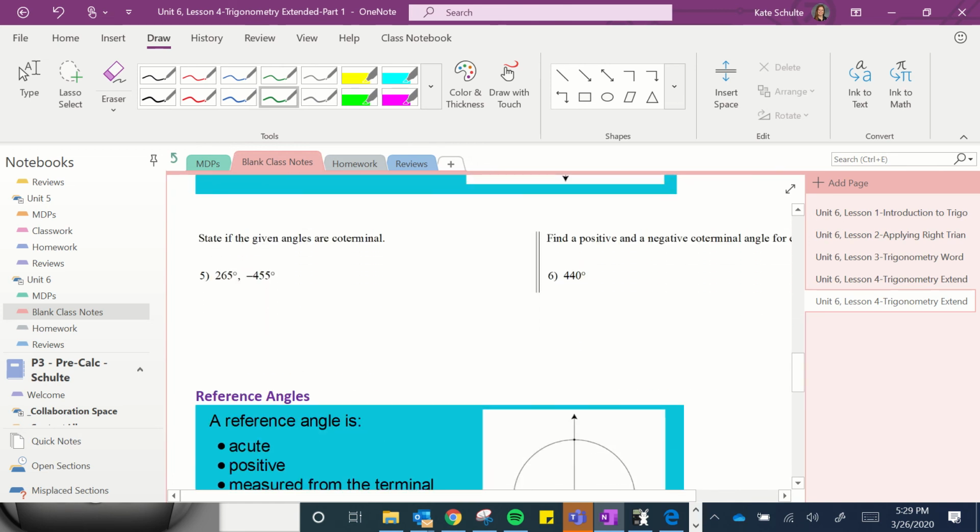All right, so state if the given angles are coterminal. Basically, what I need to do with these types is just make sure that the angles differ by multiples of 360. So you can choose either one of these to start. If I have 265, I basically need to try to turn it into negative 455 by subtracting or adding 360s. So I know if I'm at 265, to make it negative 455, I'm going to have to subtract, because I have to turn it negative. So I'm going to subtract 360.